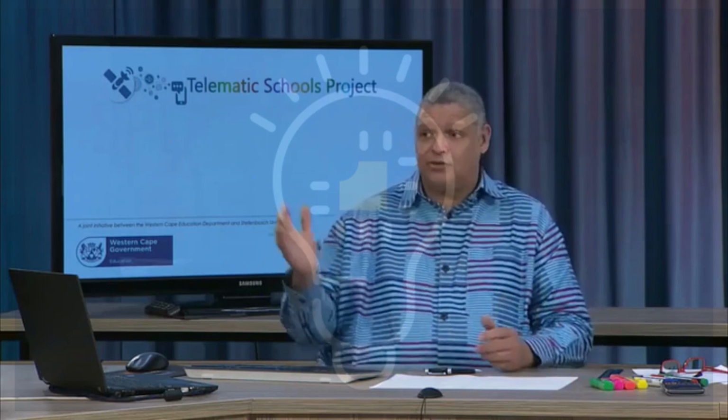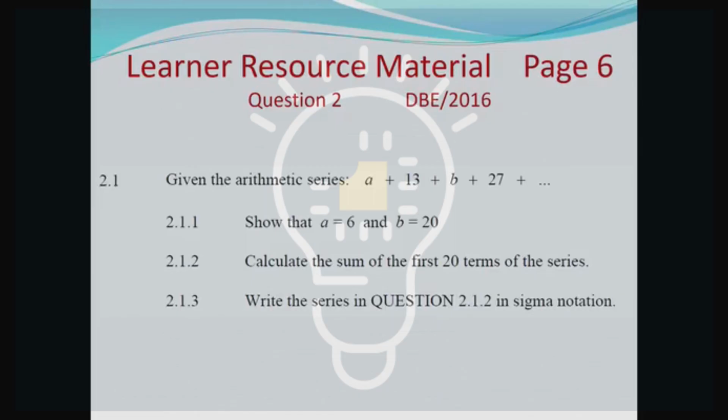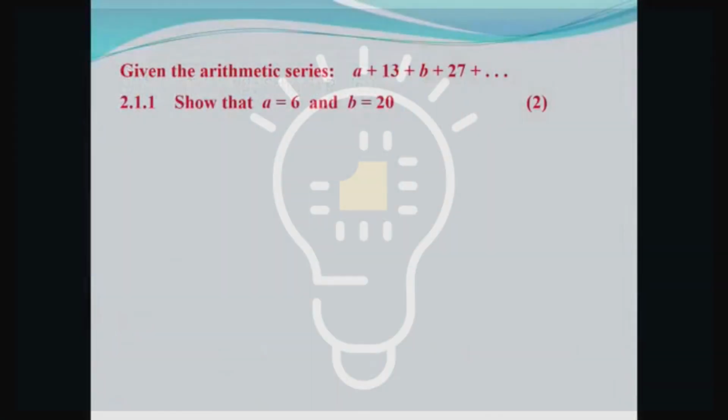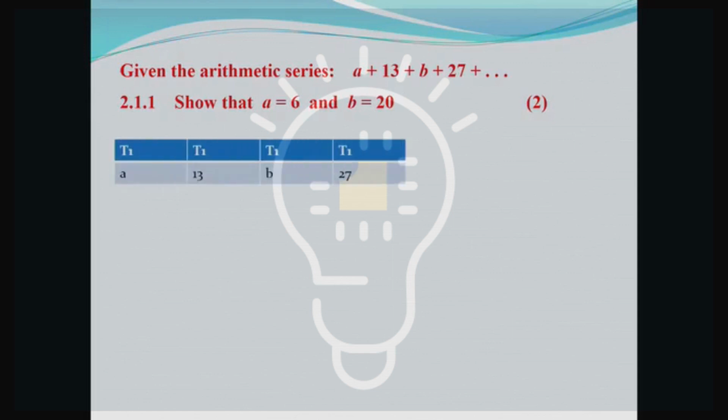Perhaps you can't solve 2.1.1, but now you can solve 2.1.2 by substituting 6 for a and 20 for b, and there you have your series, and now things can make more sense to you, and you can take it from there. So let's have a look at 2.1.1. How do we show that a = 6 and b = 20? Notice that is 2 marks. Generally speaking, there's not a lot of calculation here, but there are certain things we need to remember.